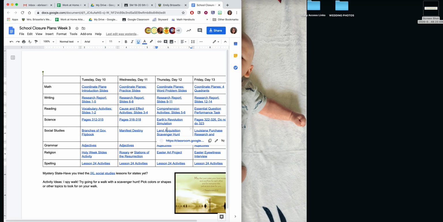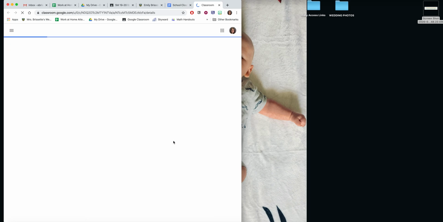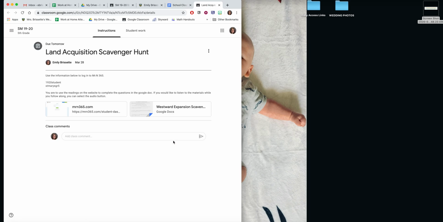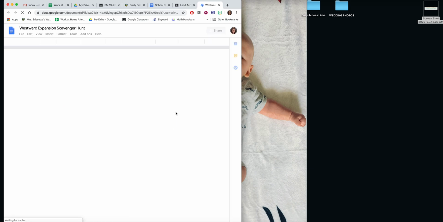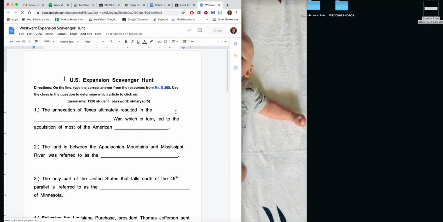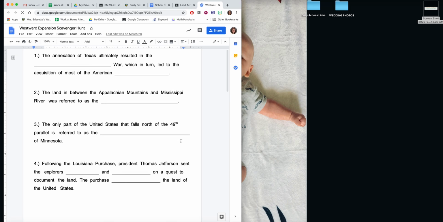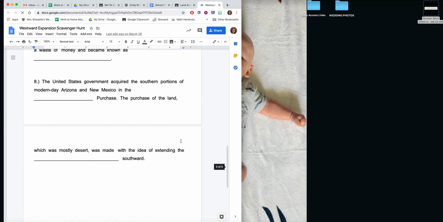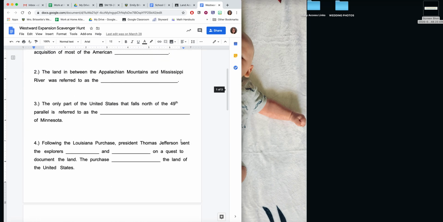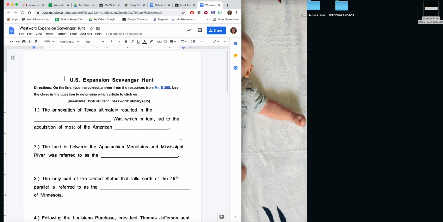For social studies, I have a scavenger hunt. We've done one like this in class before. The questions are here. And feel free, if you don't want to use the resource I gave you, you can always just research these questions. There are 8 questions to answer. It's just about how the United States came to be.